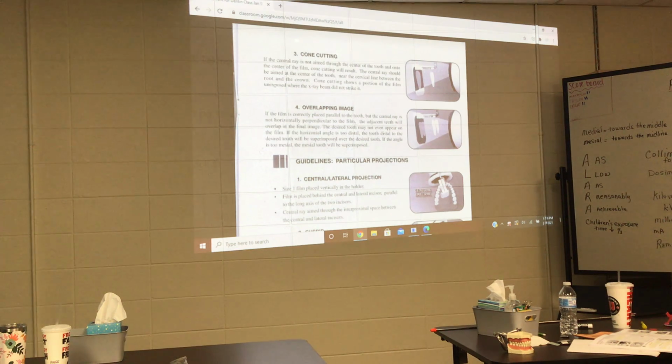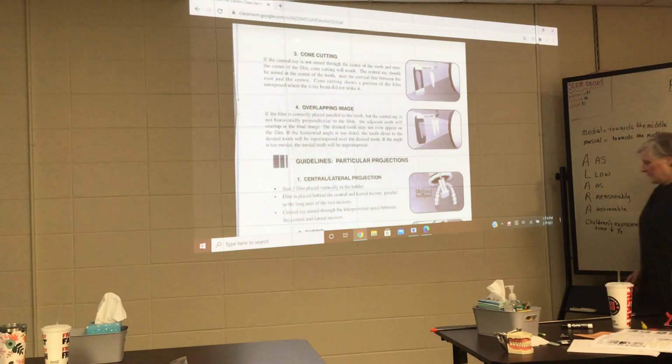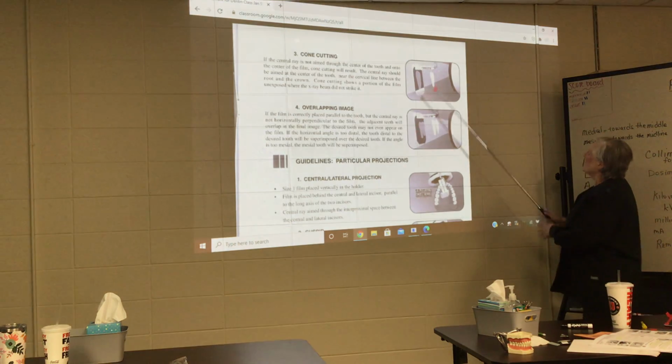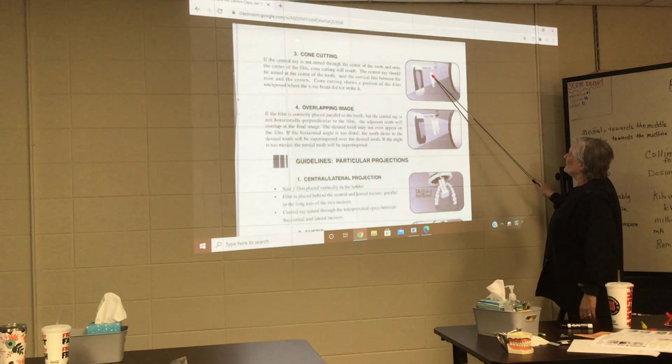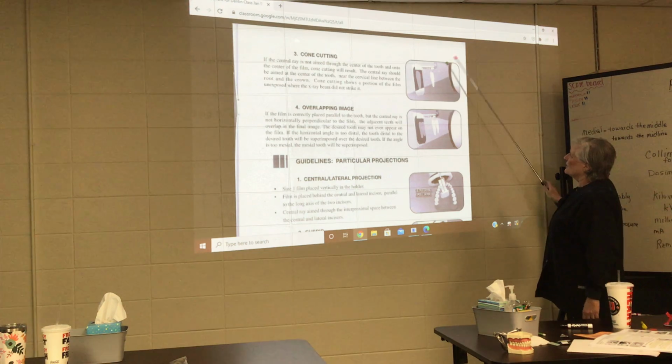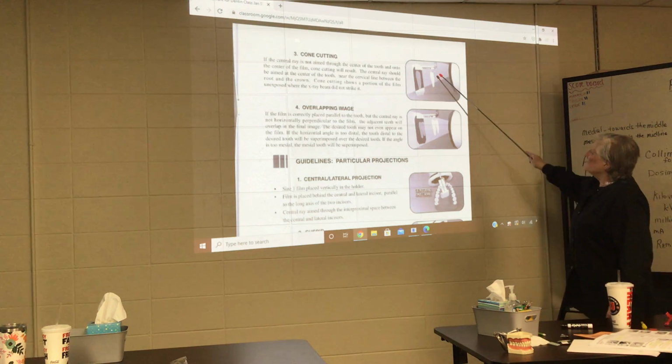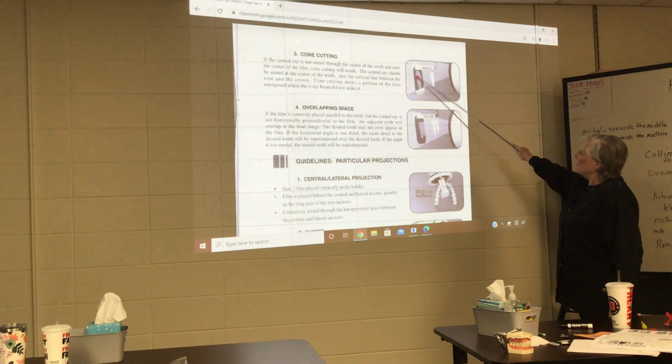Okay, cone cutting. If the central ray is not aimed through the center of the tooth and onto the center of the film, cone cutting will result. The central ray should be aimed at the center of the tooth near the cervical line between the root and the crown. Okay, cervical line through the root and crown. So the central ray is going to be aimed there.